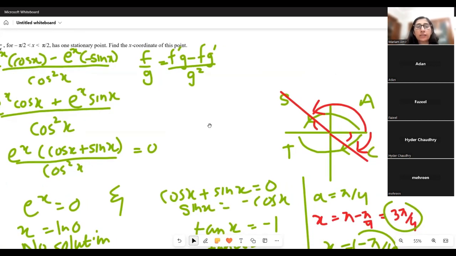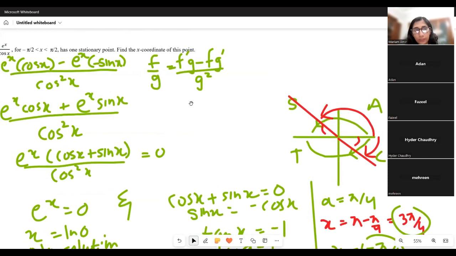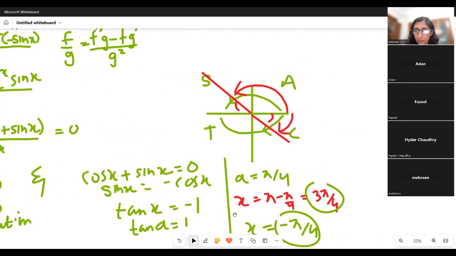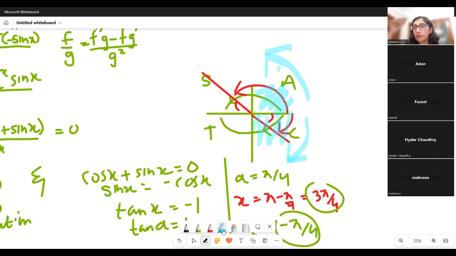Actually, I made a mistake: the domain was between minus pi by 2 to pi by 2. So pi by 2 is 90 and minus 90. So the domain is much smaller. It's from here to here, in this direction, just the first quadrant or the last quadrant in this direction. So the only answer here is going to be minus pi by 4. 3 pi by 4 goes to the second quadrant, which is not acceptable here. So the only answer is minus pi by 4.